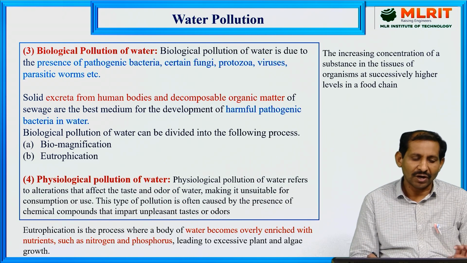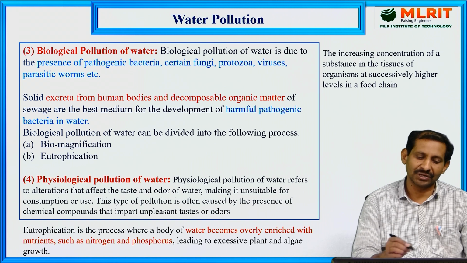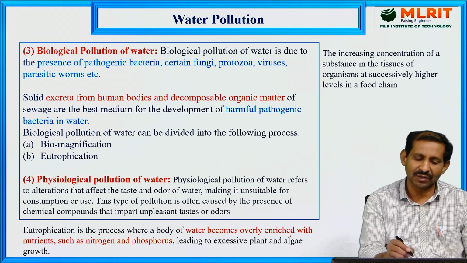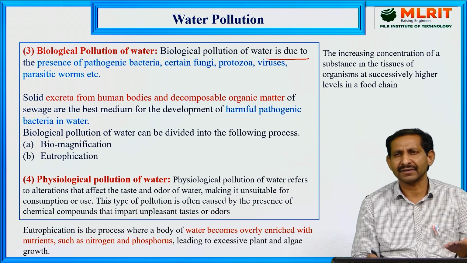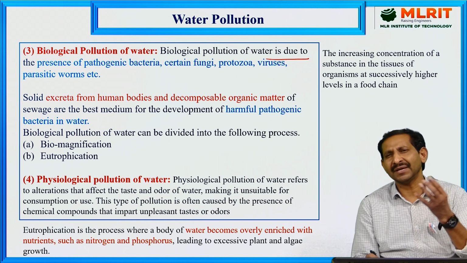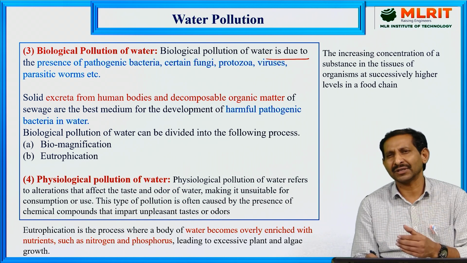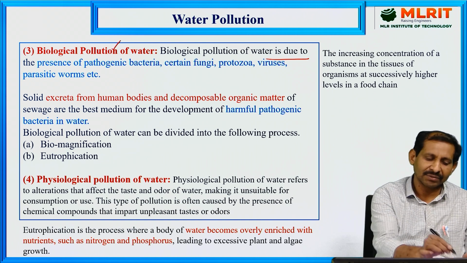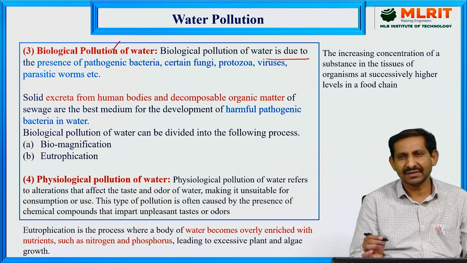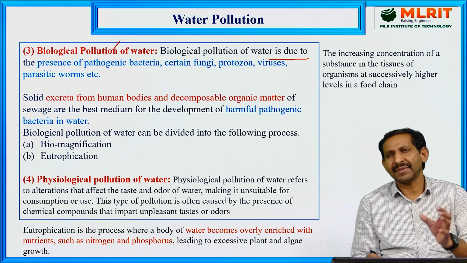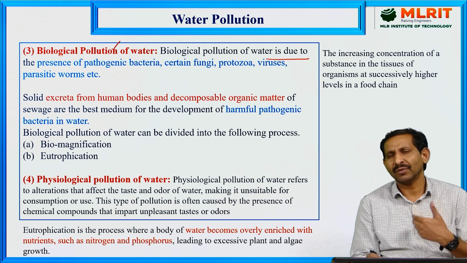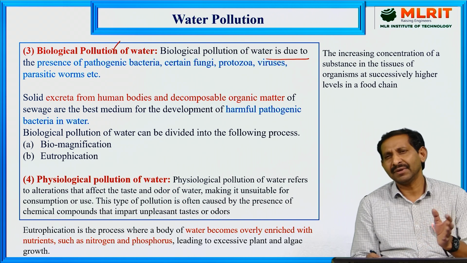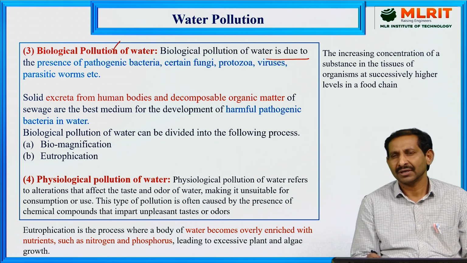Now coming to the third category of water pollution, biological pollution. Biological pollution of water is mainly due to the presence of bacteria, algae, fungi, viruses, microorganisms and protozoa, which are mixed or combined with the water. For example, if water contains protozoa like amoeba, we get dysentery, dehydration or amoebiasis. That is harmful when the water is consumed by the public.